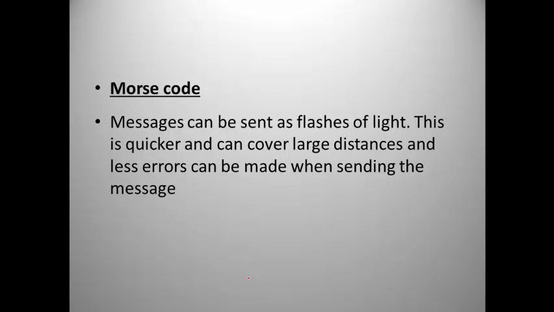Morse code. Now Morse code is how probably some of your teachers used to communicate before mobile phones, only joking. It's sent by flashes of light. The benefits of Morse code are that it's quick because it goes at the speed of light, which is 300 million meters per second, very fast, and it can cover large distances with fewer errors. You're not going to make an error when you're just looking at the light.